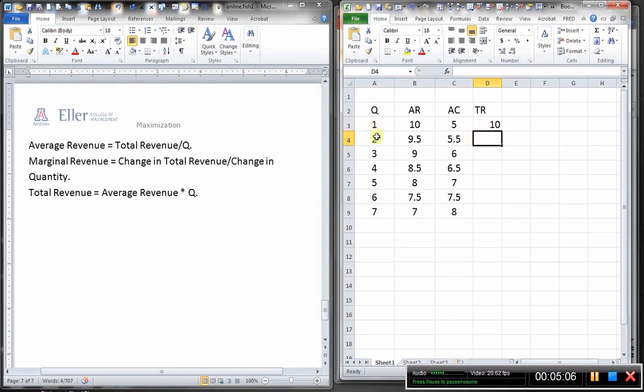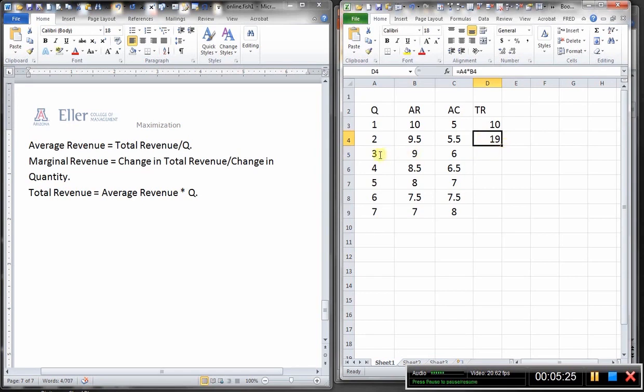Well, what's total revenue for number 2? It's going to be equal to the quantity 2 times the average revenue of 9.5, so it's going to be A4 times B4 in general. So we get 19 in that case.